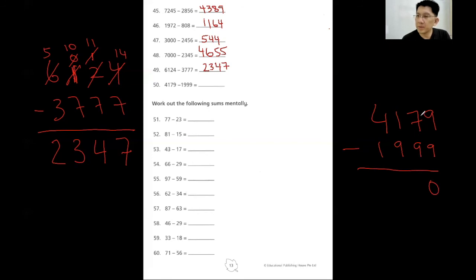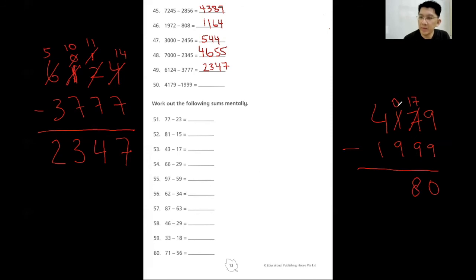Moving on to the next group. 7 minus 9. 7 is smaller than 9, so we cannot do that. So 7 has to borrow from here. If you take 1 away from 1, leaves nothing here, 0. Now 7 gets 10. 7 plus 10 is 17. 17 minus 9 is 8.